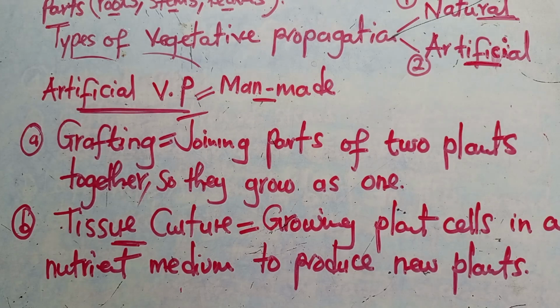So this one, you discover that growing plant cells in a nutrient medium to produce new ones. Why is it done like this? So that it can allow room for mass production and disease-free plants. This is all that you need to understand just under these two parts.